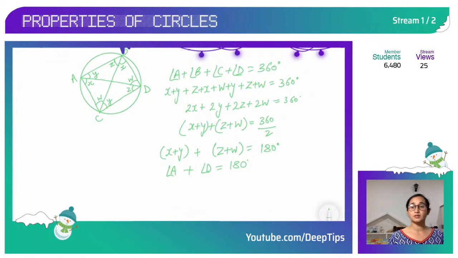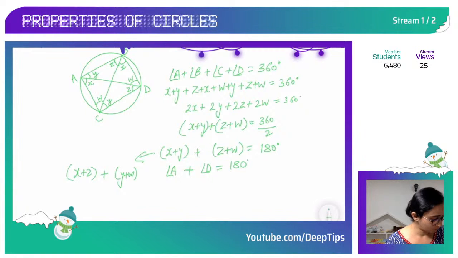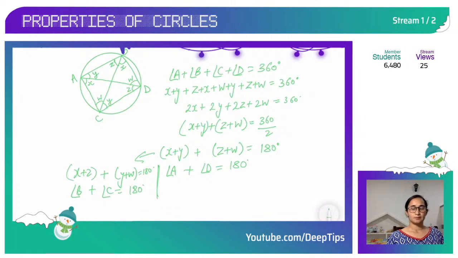This is very important. In many questions it is used. So this is how we prove. And if we rearrange this, if we write x plus z and then y plus w, then also we can write angle B plus angle C is equal to 180 degrees. See, both the opposite pairs are supplementary.